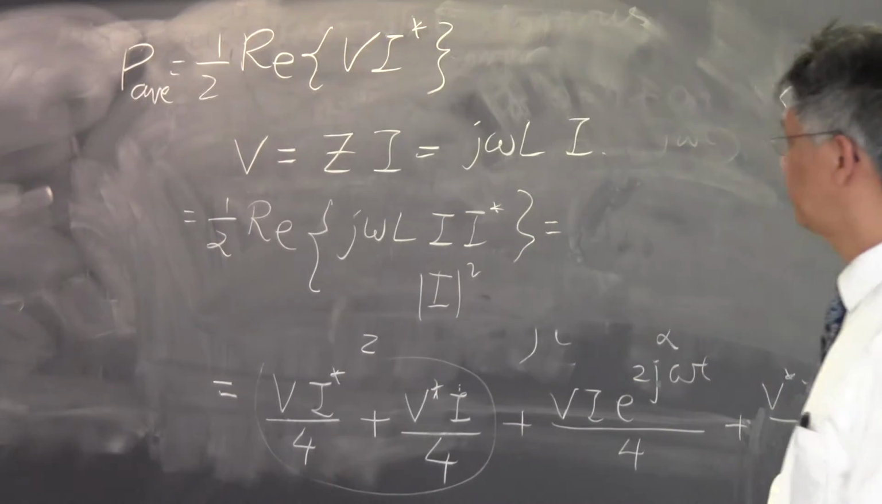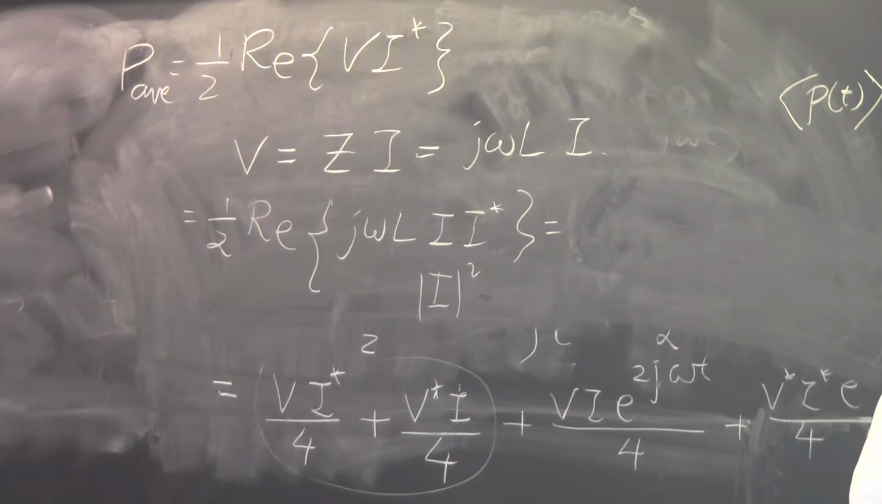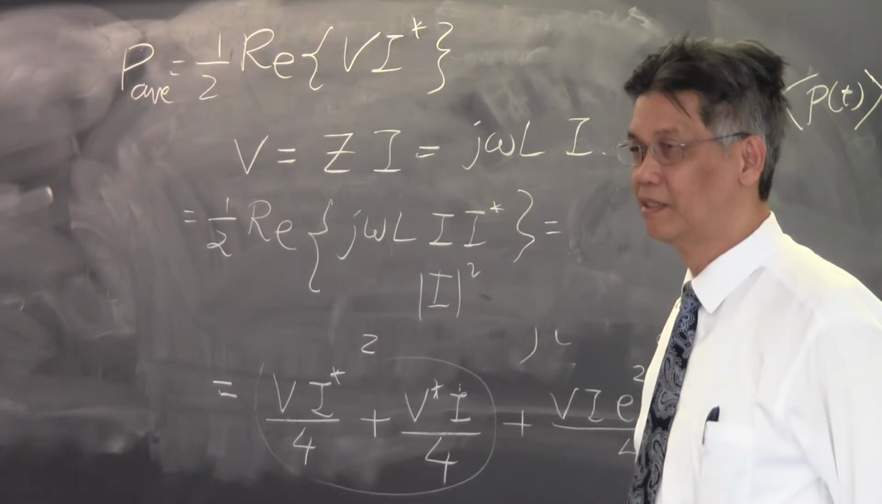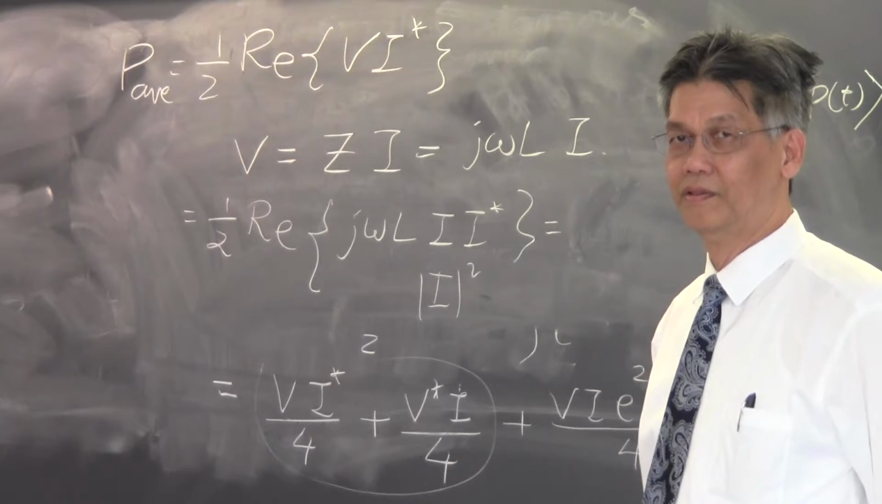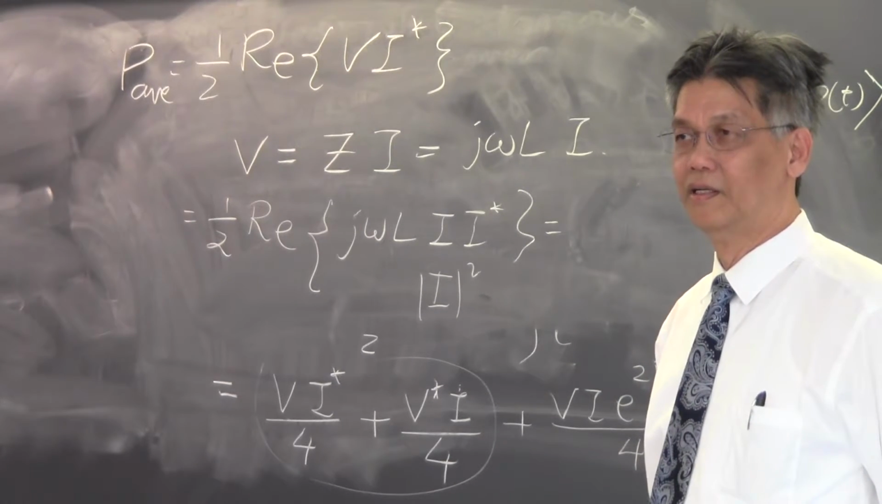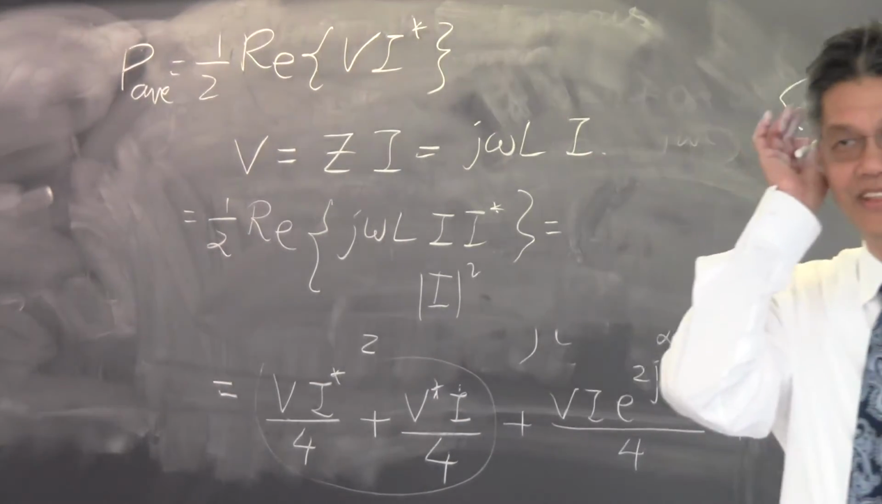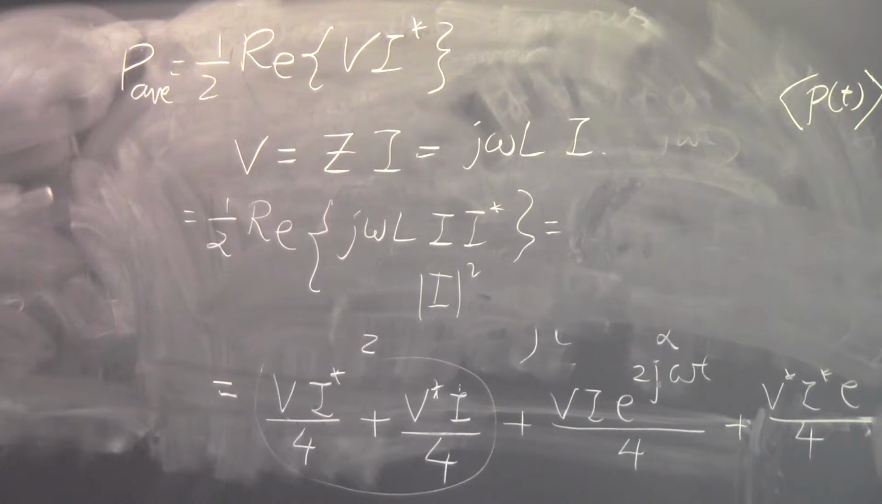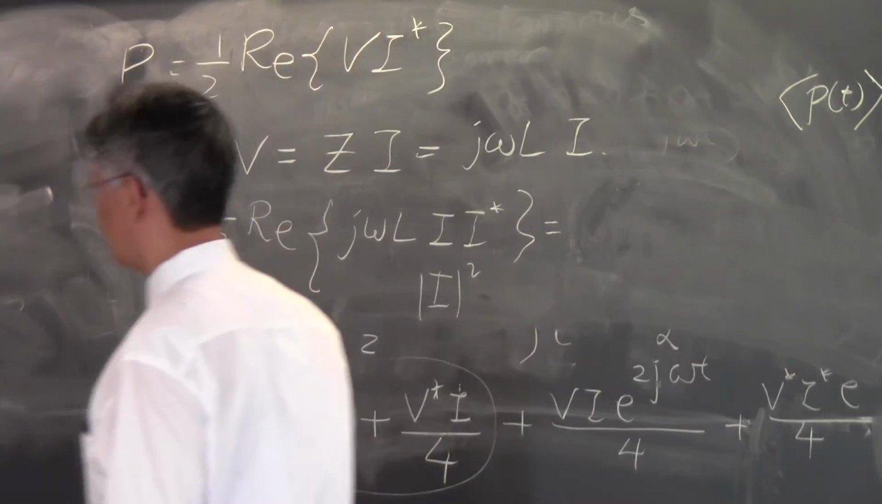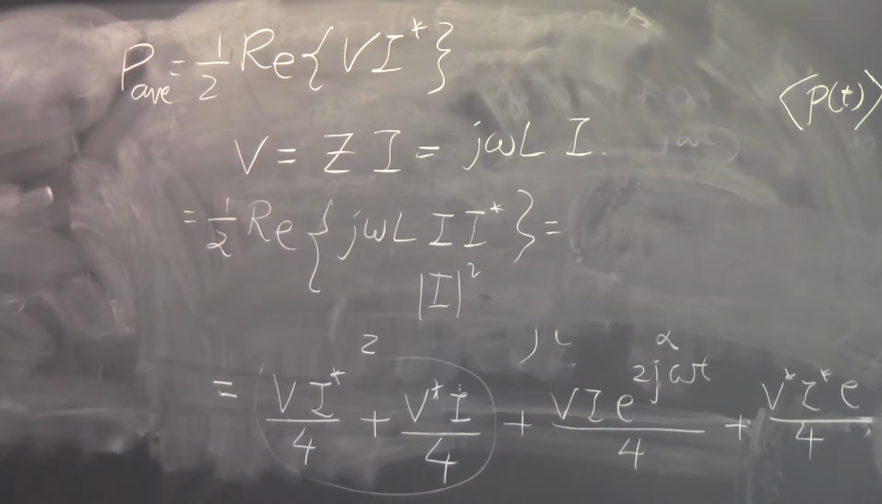What is the value of the real part of this quantity? What happens if you take the real part of this quantity? I hear some correct answers. Can you yell it out loud? 0, right? Why is that 0? Why is the time average power that goes through an inductor equal to 0?